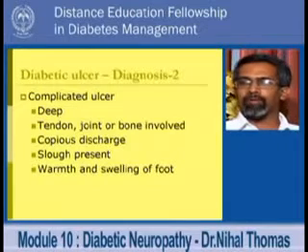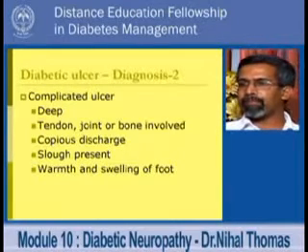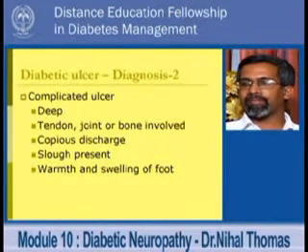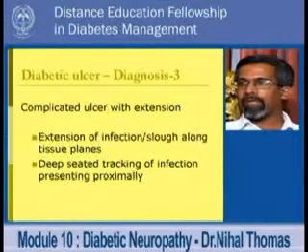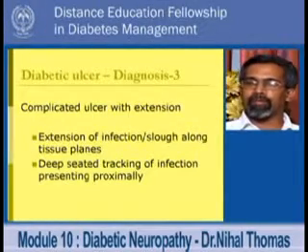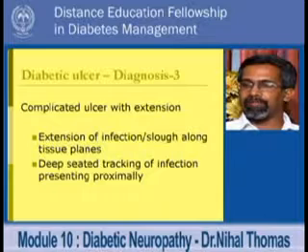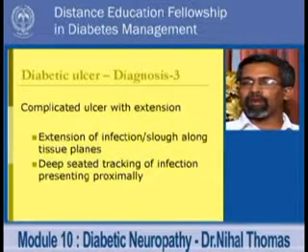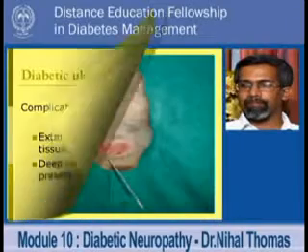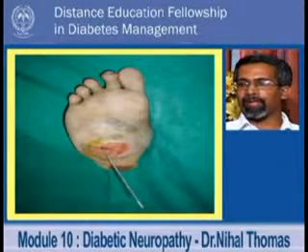And then of course you have the complicated ulcer, which may be deep, involving the tendon, joint or bone, and has a lot of pus and discharge. There may be an overall erythema with warmth and swelling of the foot. Complicated ulcers may very often extend into the deep tissue, and there may be slough along the tissue planes. Here's an example of a complicated ulcer.